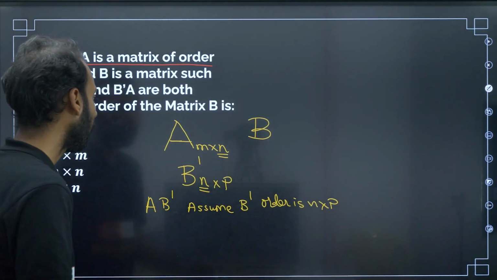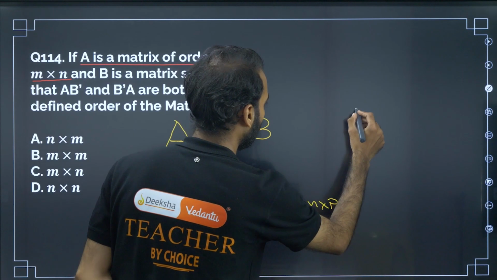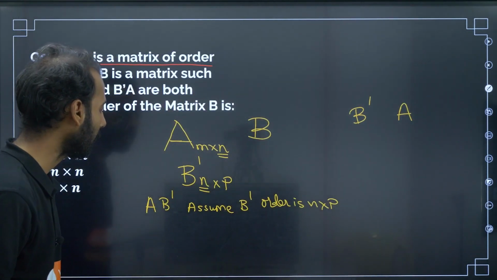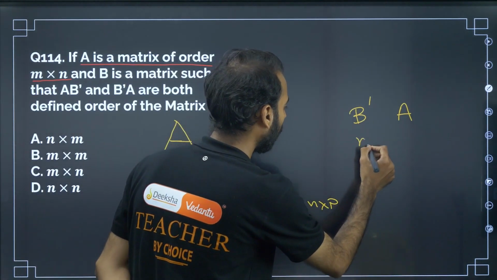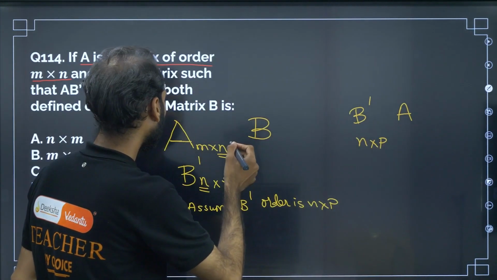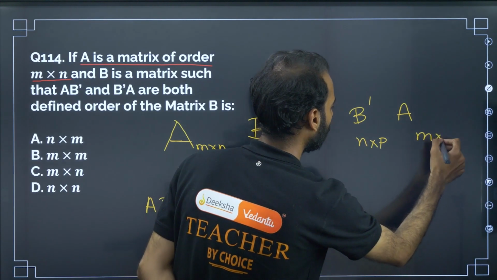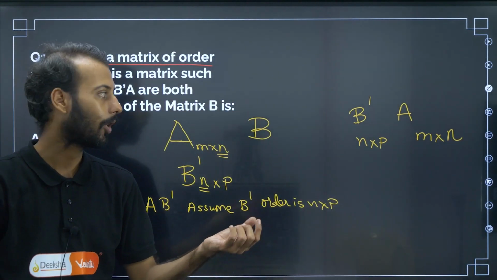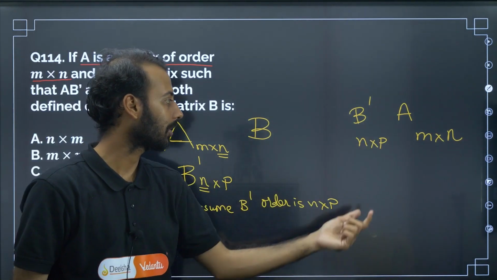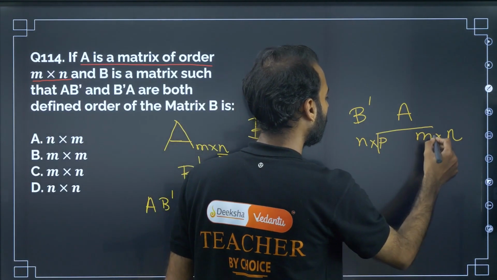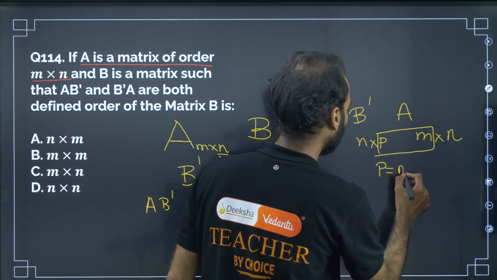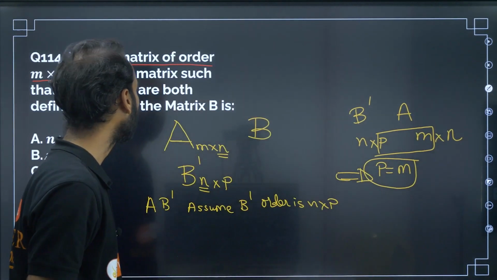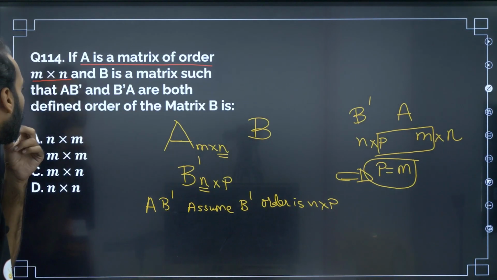Next, if I talk about B dash A, what is B dash? B dash is already n cross p, and A is m into n. Now try to recall the concept. It is based on the multiplication of matrices. Two matrices can be multiplied only if the column of this is equal to the row of this. So p is equal to m. This is the defined order.